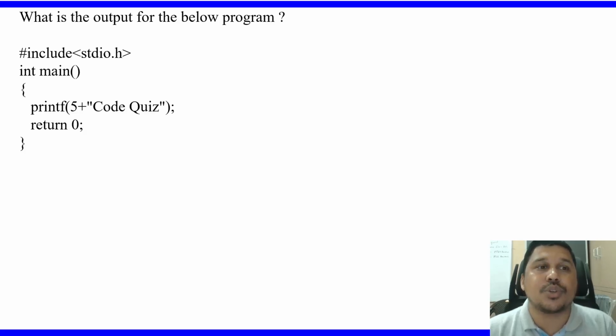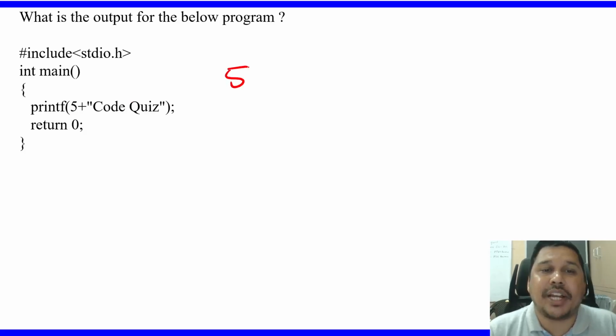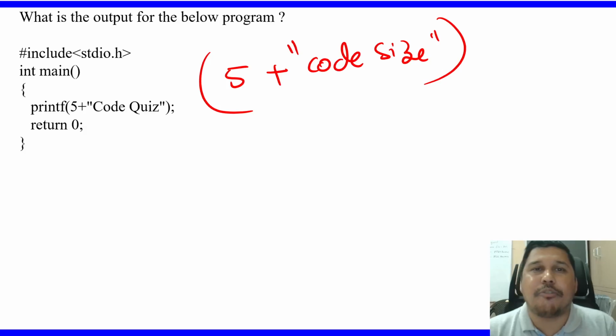Please see this question. Try to guess the answer and then see the explanation. So printf(5 + "code\0quiz"). Again, you should know a little about pointers before this, but you can still understand this question.